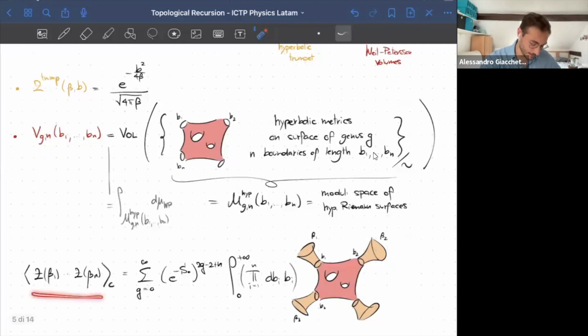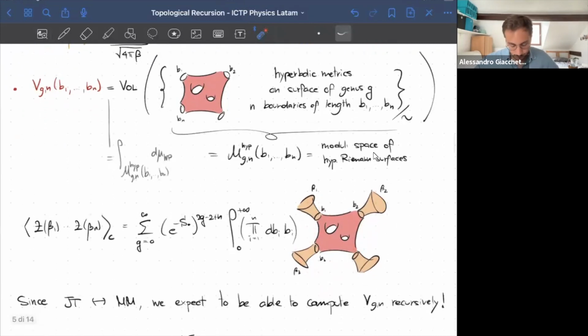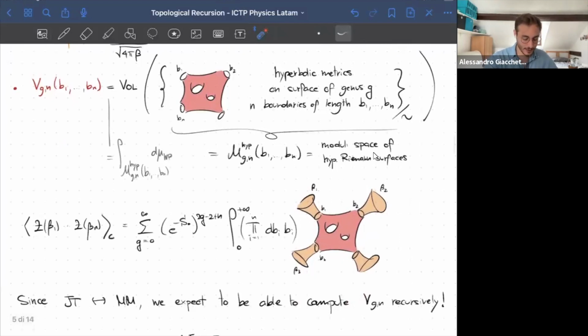And here again, it's just a pictorial way of representing that formula. But the main point is that these orange trumpets are very explicit. The only thing that is not understood in this formula is this red part, which is these volumes. And as I said before, this JT gravity is in some sense dual to a matrix model. So you would expect these volumes V_{g,n} to be computable using topological recursion. And this is indeed the case.